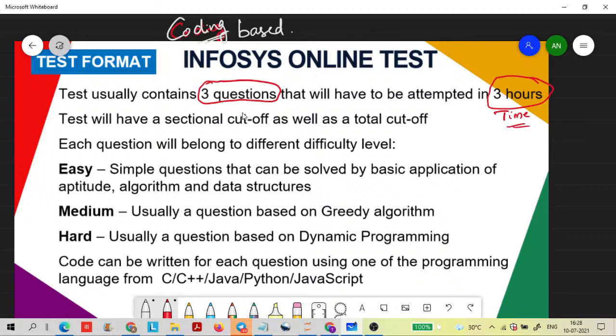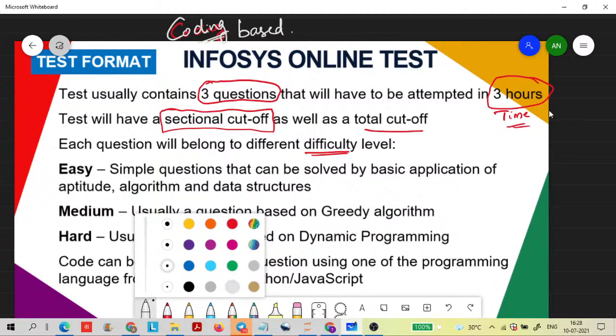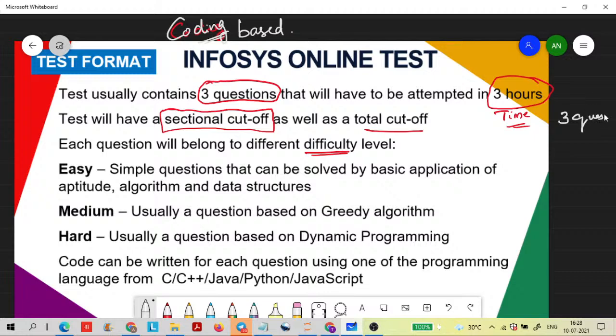The test will have a sectional cutoff as well as a total cutoff. Since there are 3 questions, they consider the program-wise cutoff and also the total cutoff. Each question belongs to a different difficulty level. So what are the difficulty levels? One is easy level, medium level and hard level.